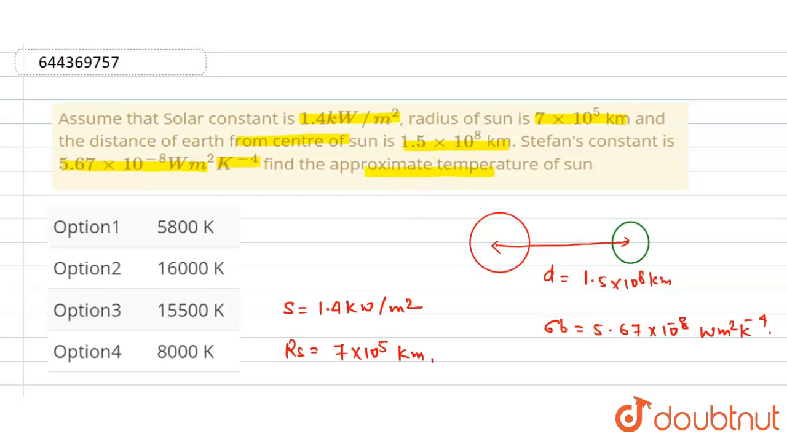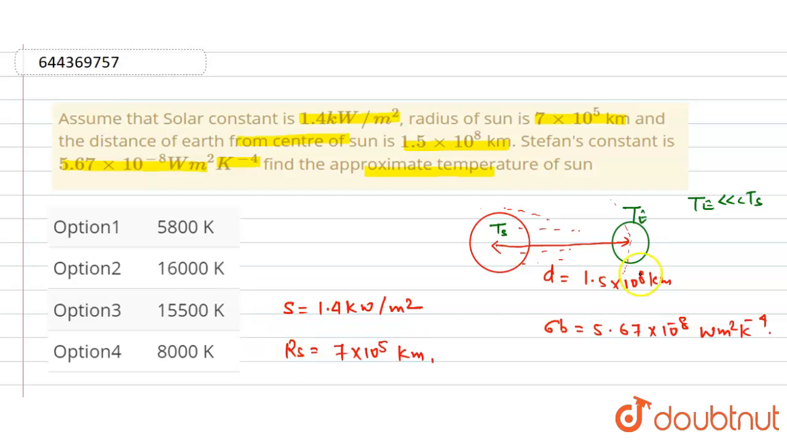Now let the temperature of the sun be Ts and the temperature of the earth be Te, and we know that Te is much less than the temperature of the sun. So we can say that the radiation coming from the sun falls on the surface of the earth, so the radiation comes to the whole surface of the earth.